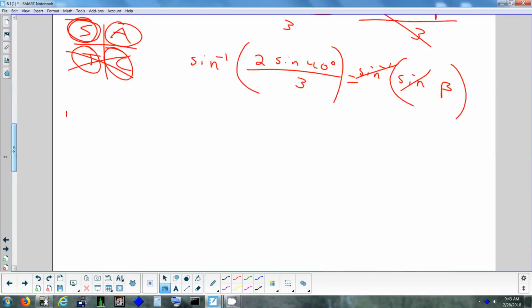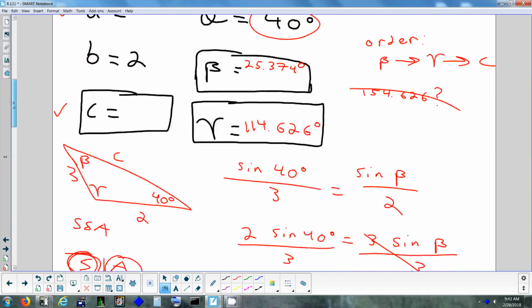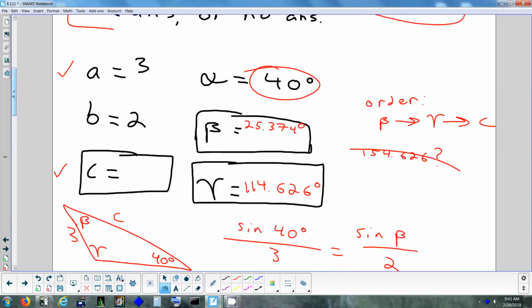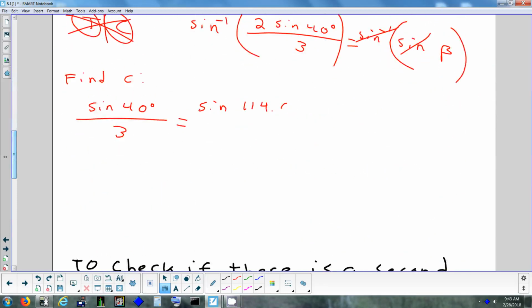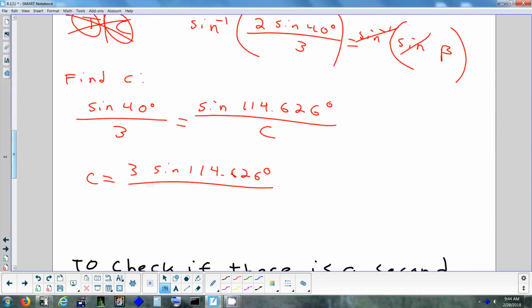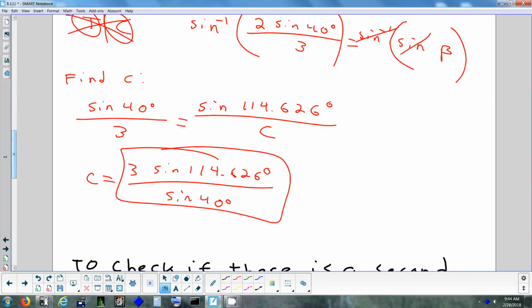Sine 40 over 3 equals. And what would go on the other side if we're finding C? Sine 114.626. Yep. Over C. So sine 114.626 over C. Cross multiply. C equals 3 sine 114.626 over sine 40. Type that in, and that's your answer.